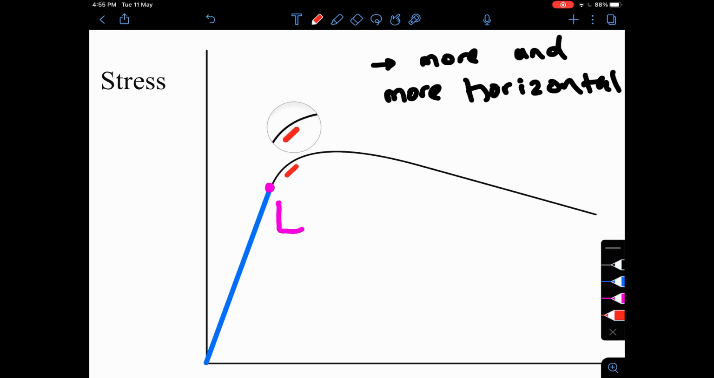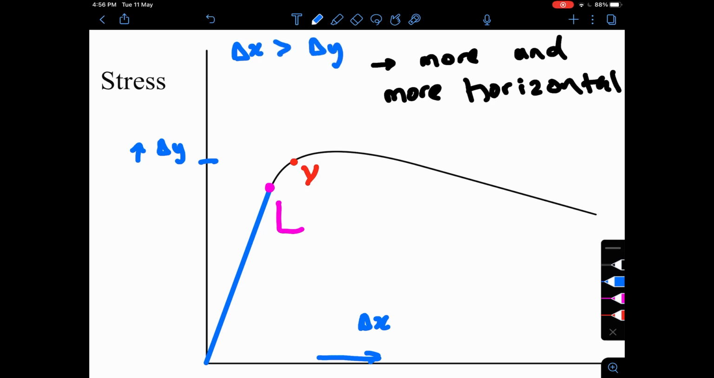You can see where the graph becomes more and more horizontal is around this area over here. It's a very fine margin, so you can say something along the lines of this: this is the yield point, where the graph becomes more and more horizontal. This is how I always used to remember it: for a small increase in y, there's a big increase in delta x. So you can always remember that delta x is really big compared to delta y in this scenario.